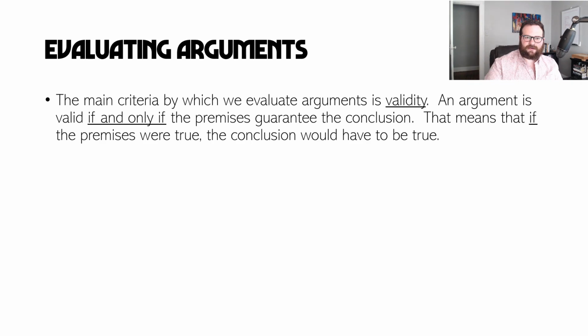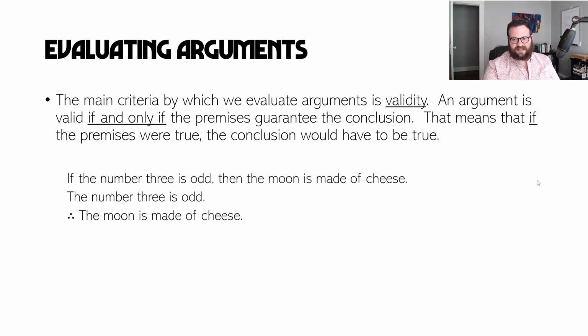Okay, so let's look at a couple of examples here. Here's an argument, already in standard form for us. If the number 3 is odd, then the moon is made of cheese. Premise 2, the number 3 is odd. Conclusion, the moon is made of cheese. Okay, so based on our definition, what do you think about this argument? Is it valid or invalid? Well, this argument, odd as it might seem, is valid.